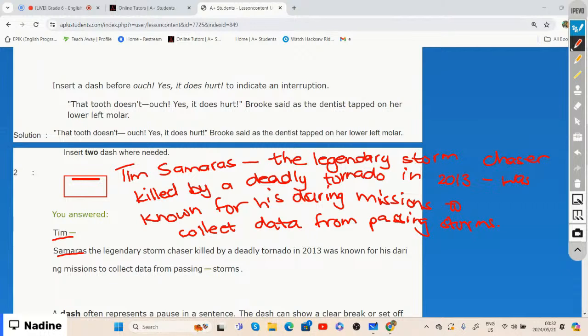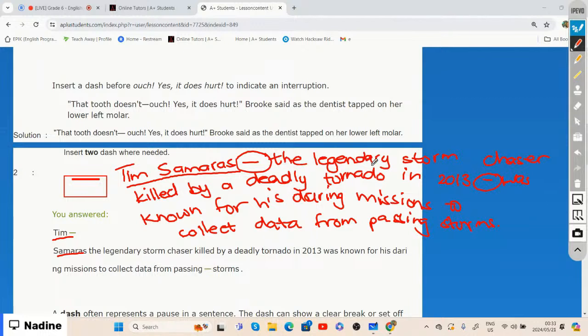Right? Which means that here we have two dashes. We show two forms of pauses. Tim Samaras, right? Which means that we are talking specifically about him. Now they're telling us more about him. They're giving us extra or additional information about him.